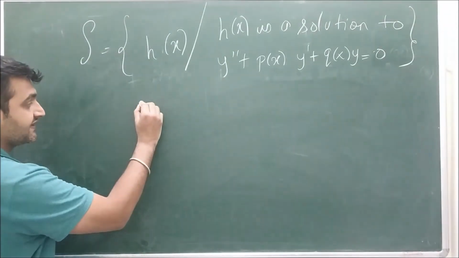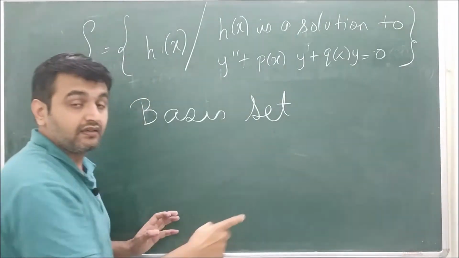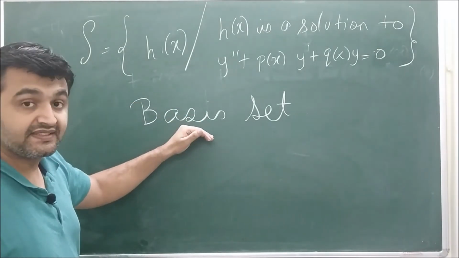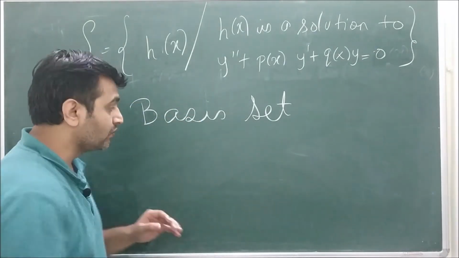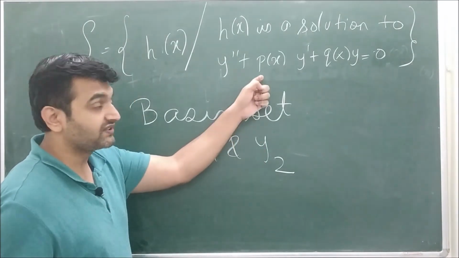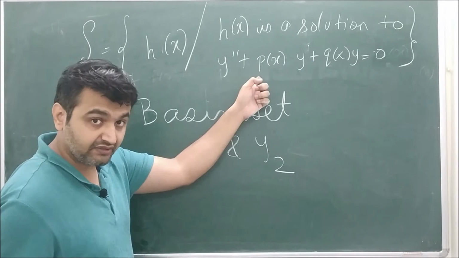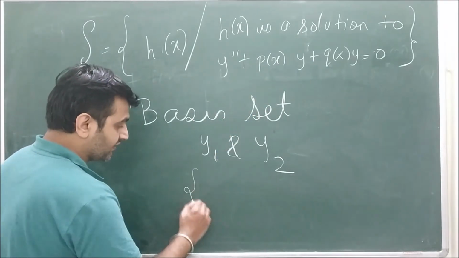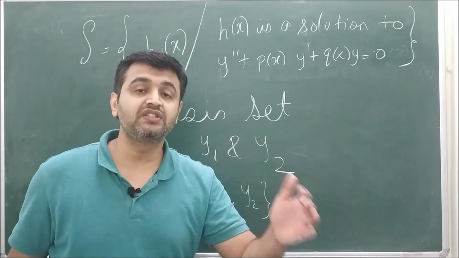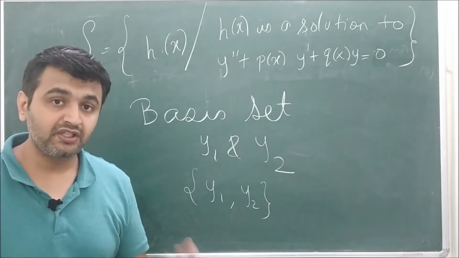So how do you define a basis set? I'm defining it for second order. If y1 and y2 are two linearly independent solutions of a second order linear homogeneous differential equation, then this set will be called a basis set. So when you have a third order linear homogeneous differential equation, what will be the basis set?